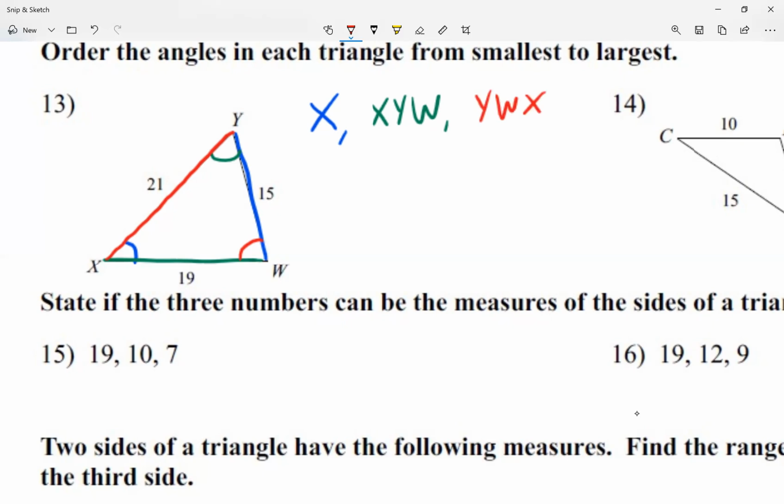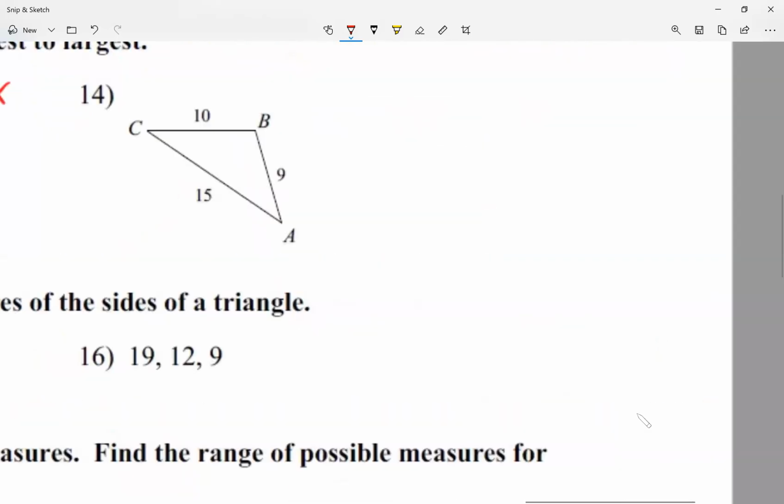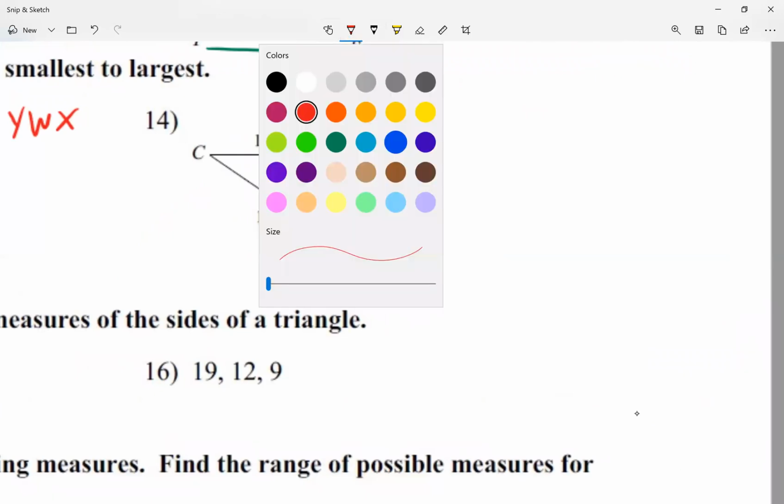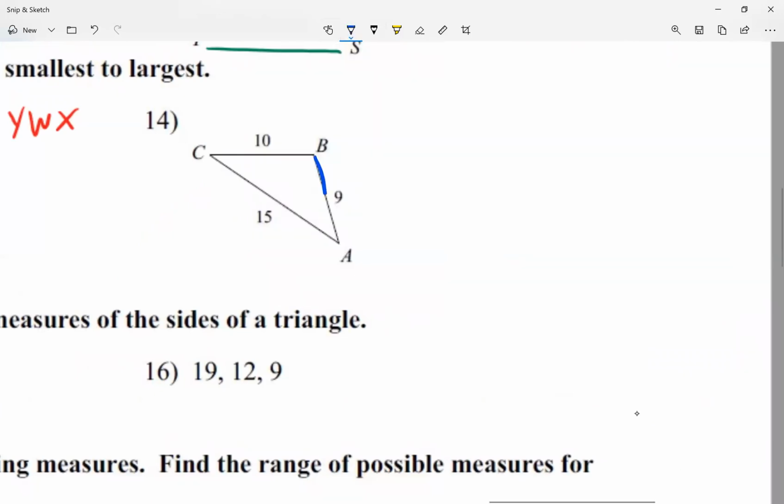Okay, nice. Let's do it again. Question number 14, right? The smallest side is 9, because I see the measurements 9, 10, and 15. So 9 is the smallest. The angle farthest away is this one. The way I'm going to name this angle, again, I can just call it angle C, just 1 letter.